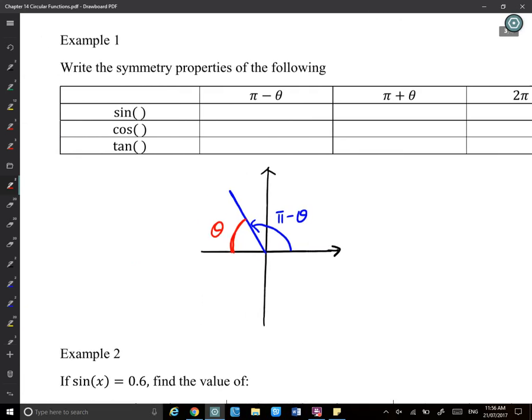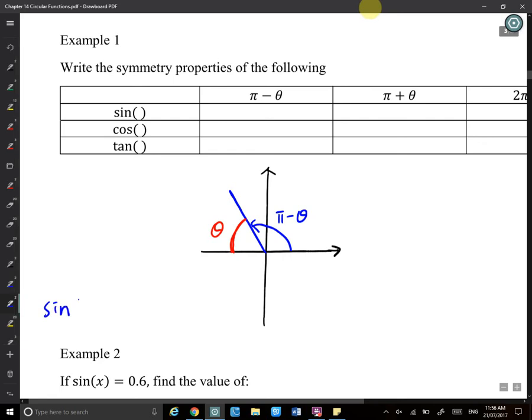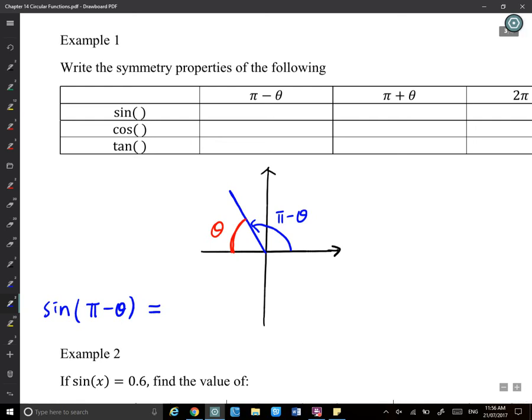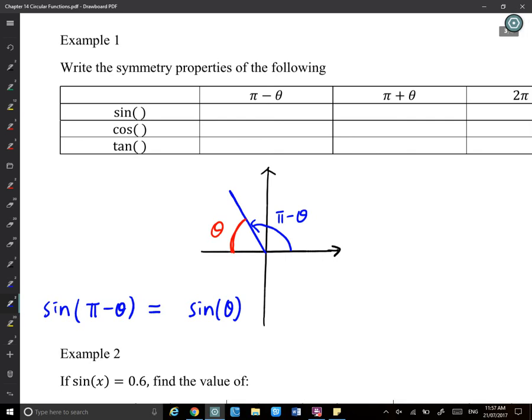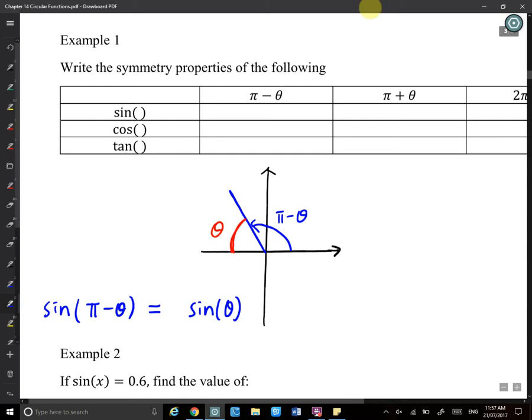As I said, this formula means I want you to tell me what sine of pi minus theta is equivalent to. You have an angle bigger than 90 degrees. I will change that into a smaller angle, the reference angle, which is theta, because theta is the positive angle less than 90 degrees. And because this is the sine quadrant, sine will be positive. So sine of pi minus theta will be just sine theta. That's what you need to write.